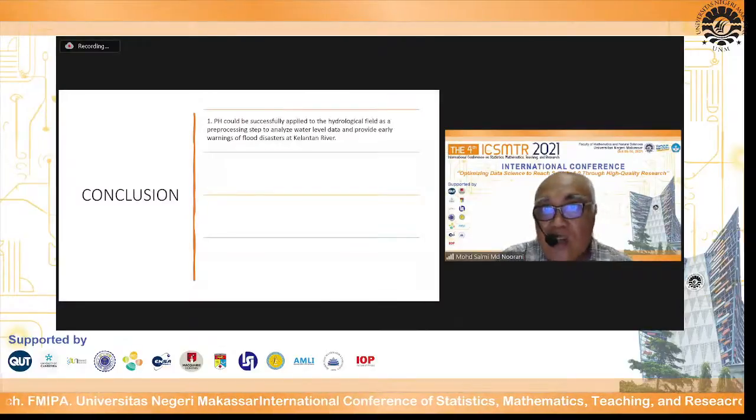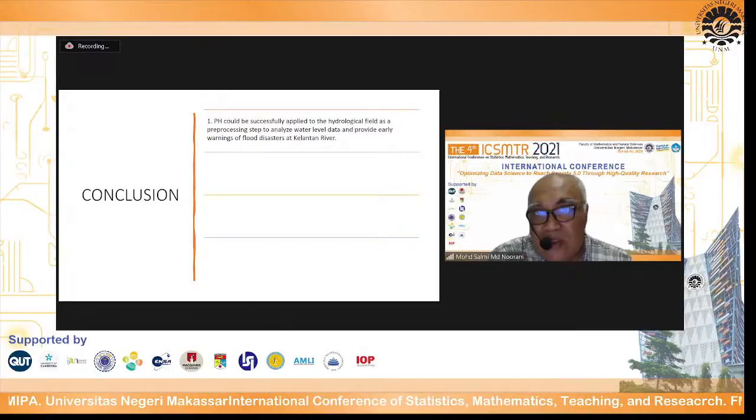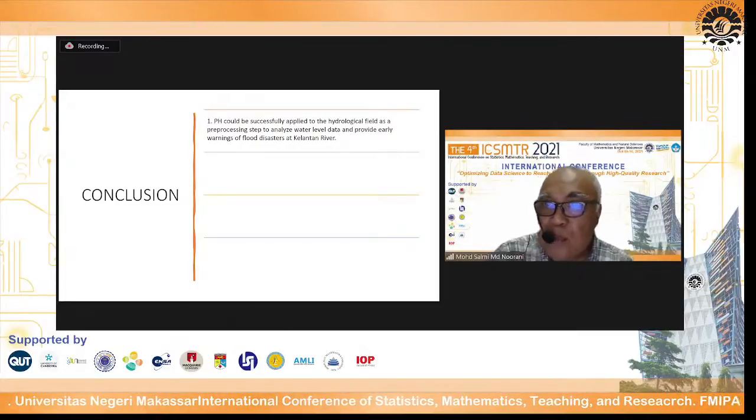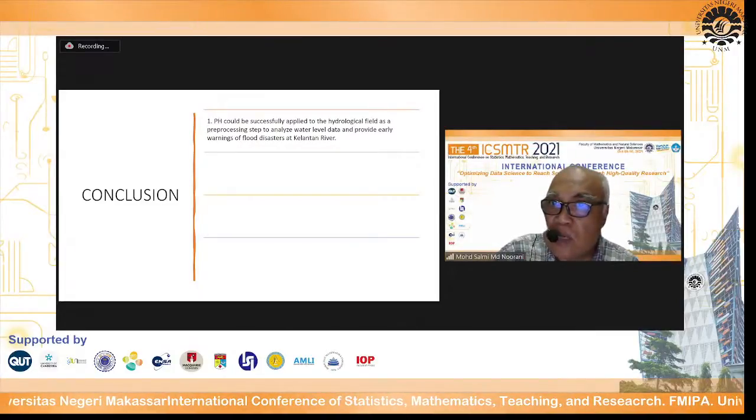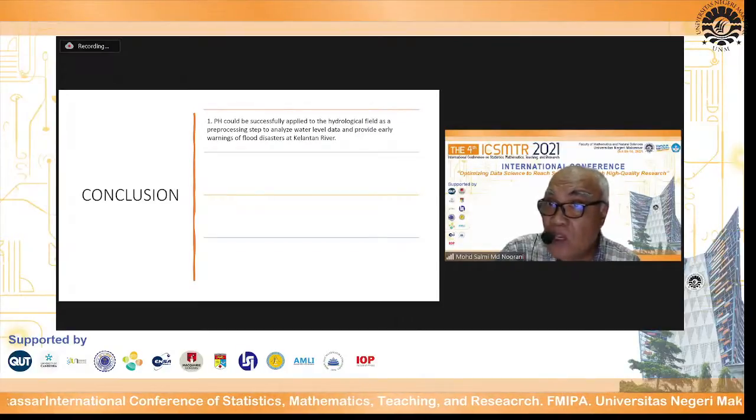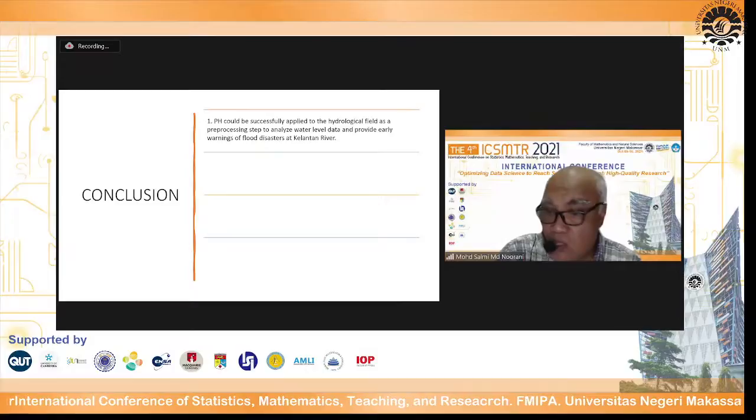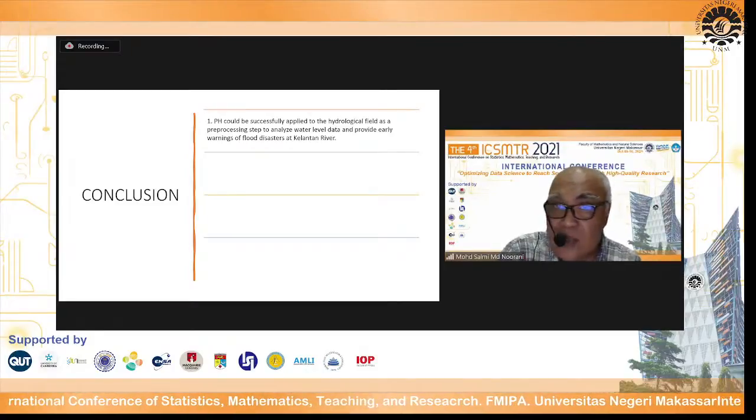So the conclusion is we have successfully applied persistent homology to this field of hydrology, especially the data of Kelantan River. Of course, we would like to test this theory with another data set. If you have any data set that you want to share with us, we will be happy to analyze it.